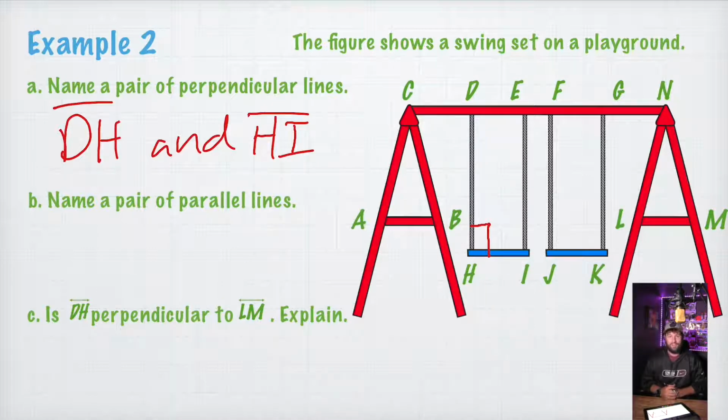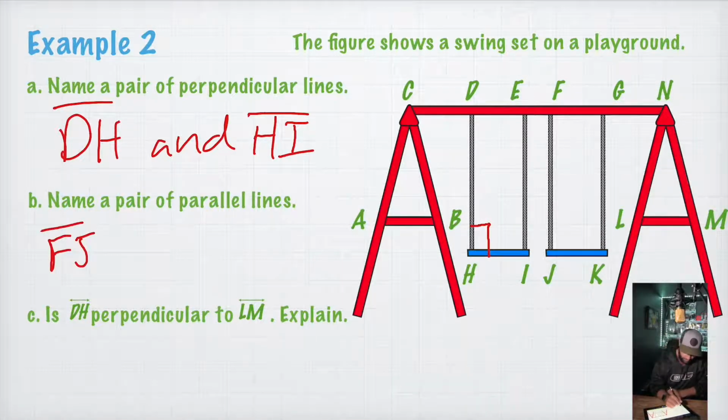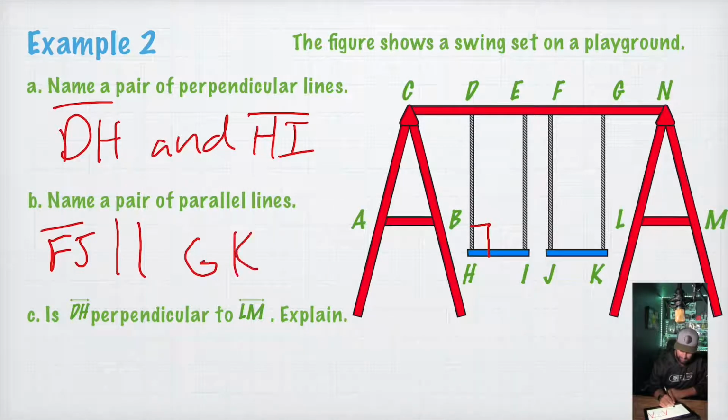Now they want us to name a pair of parallel lines. Well, like I said before, it's kind of like railroad tracks. Well, here it's two chains that hang the swings. So if we look, we have FJ is parallel to GK. Okay, because they run in the same direction.